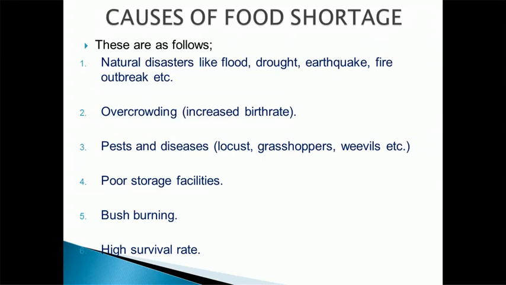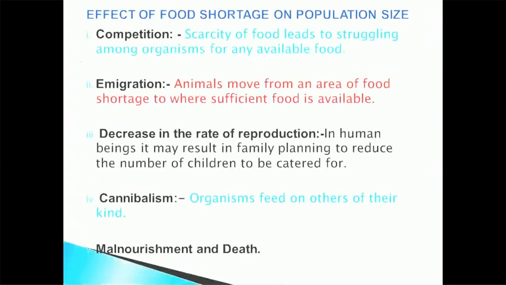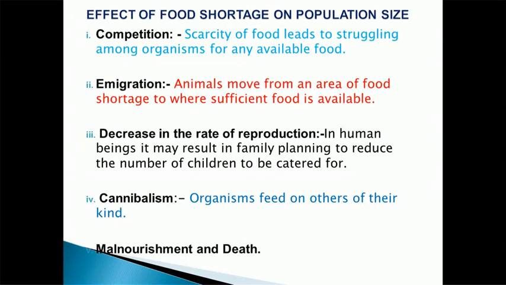And lastly, high survival rate. When organisms survive better in a place, it will lead to an increase in population, that is overcrowding, and you know how overcrowding can lead to food shortage. So these and many more are causes of food shortage. So let's look at the effects of food shortage on population size.